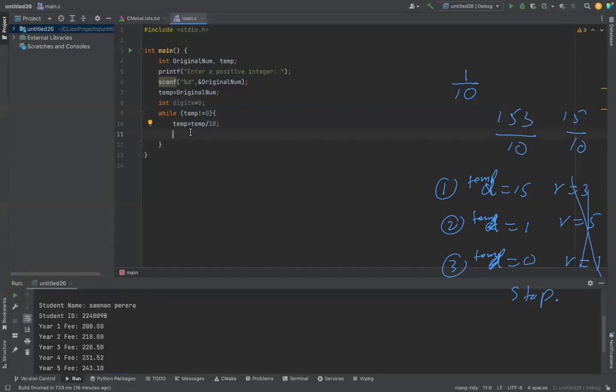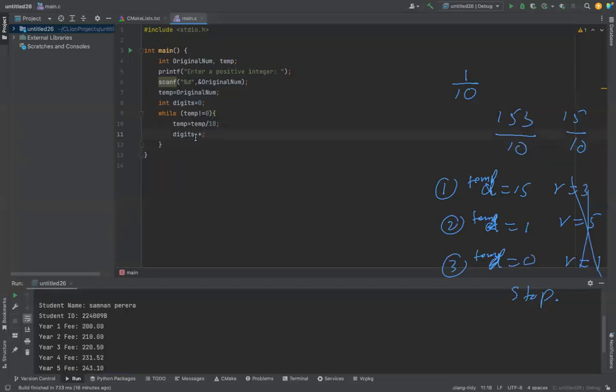So once there is a counter, once the first iteration, the digits should be incremented by 1. Digits plus plus. Now after 3 iterations, digits become 3. That means there are 3 digits available. Then you can take the power of 3 for each digit. That will be covered after this while loop.